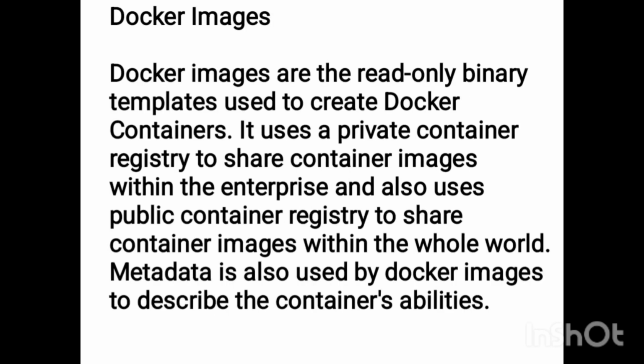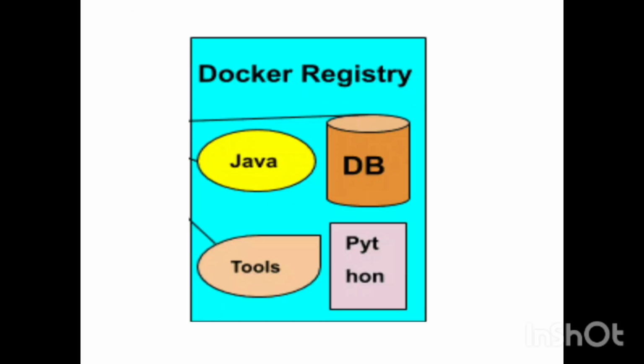Docker images. Docker images are the read-only binary templates used to create Docker containers. It uses a private container registry to share the container images within the enterprise and also uses a public container registry to share the container images with the whole world. Metadata is also used by Docker images to describe the container's abilities.